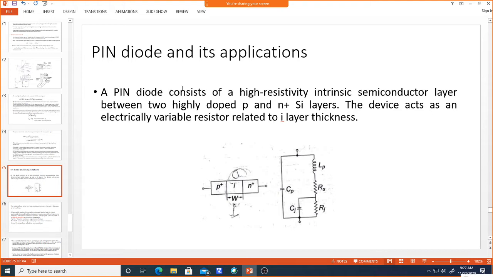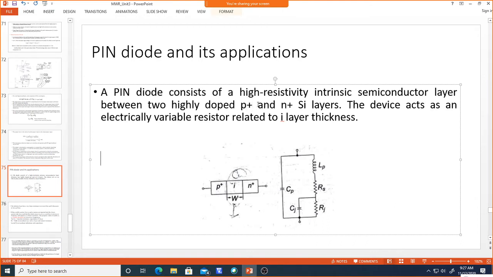This PIN diode consists of a high resistivity intrinsic semiconductor layer. So there is an intrinsic semiconductor layer between two highly doped P plus and N plus silicon layers. So this is P plus, and N plus silicon layers. So the device acts as an electrically variable resistor.